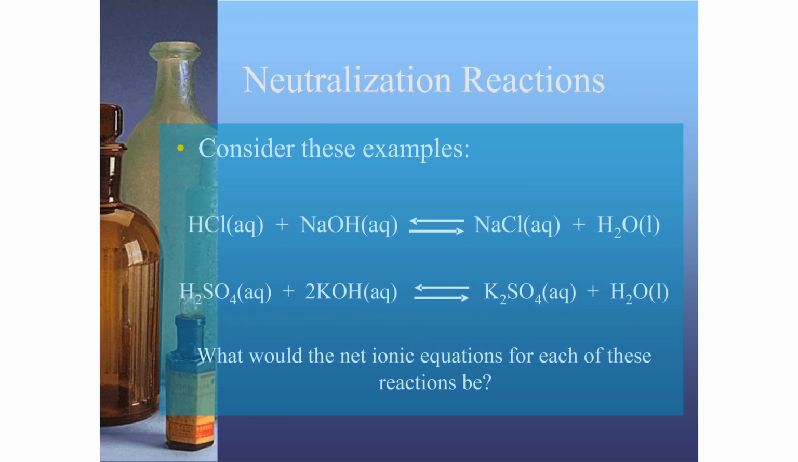Let's understand this more clearly with some examples. Consider the reaction between hydrochloric acid and sodium hydroxide. HCl(aq) plus NaOH(aq) yields NaCl(aq) and H2O(l). Another example is sulfuric acid with potassium hydroxide. H2SO4(aq) plus 2KOH(aq) yields K2SO4(aq) and H2O(l). What would the net ionic equations for each of these reactions be? It's a great thing to think about.